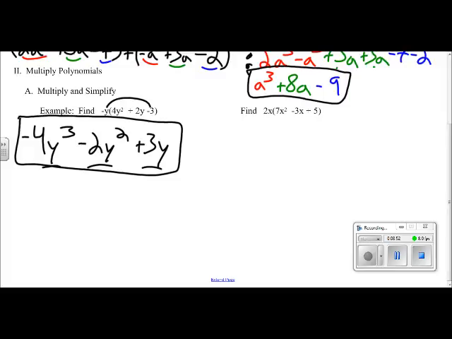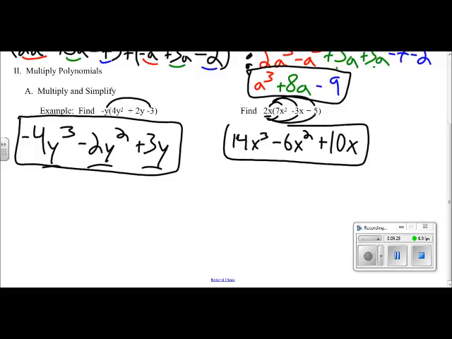Moving on to our second example, again we have negative 2x, which needs to be distributed to each term of this trinomial. So when we distribute it to the first one, 2x times 7x squared becomes 14x cubed. When you distribute it to our second piece here, 2x times negative 3x becomes negative 6x squared. And distributing it to our last piece, 2x times positive 5x becomes positive 10x.